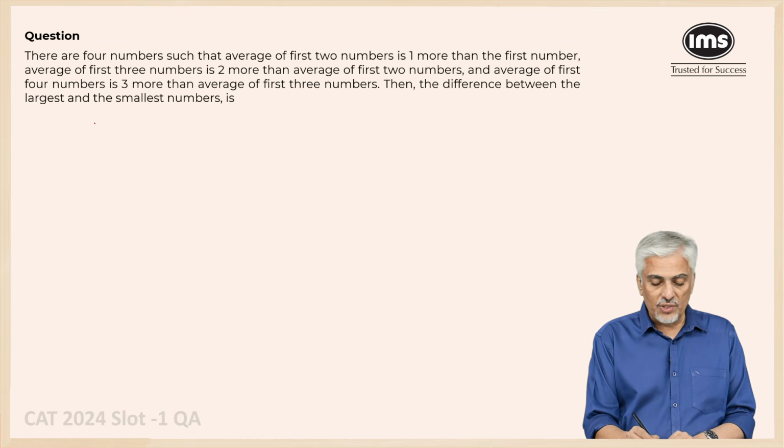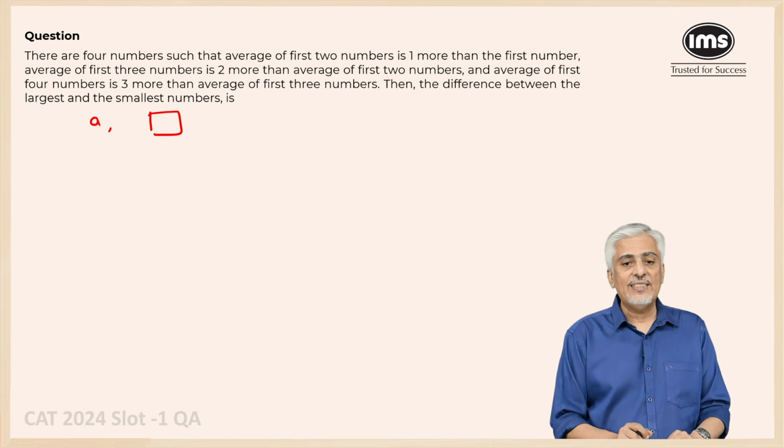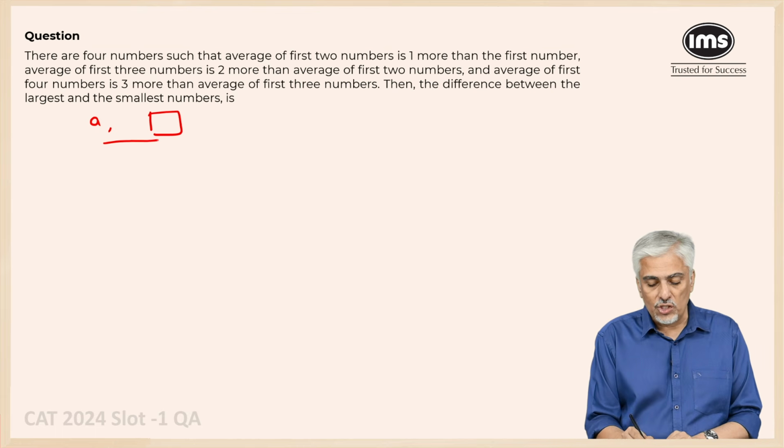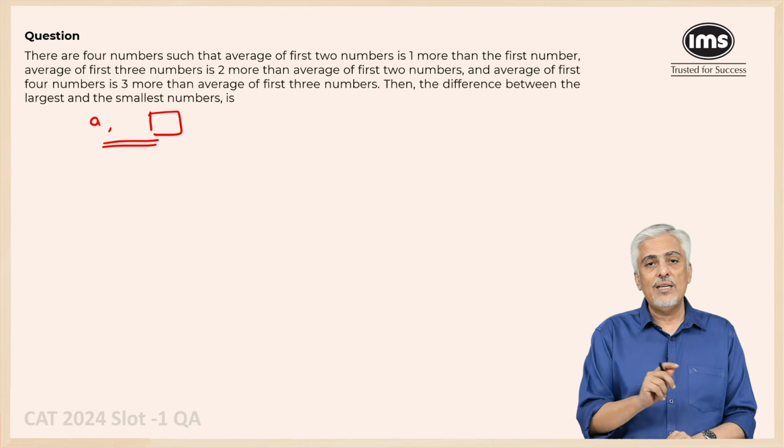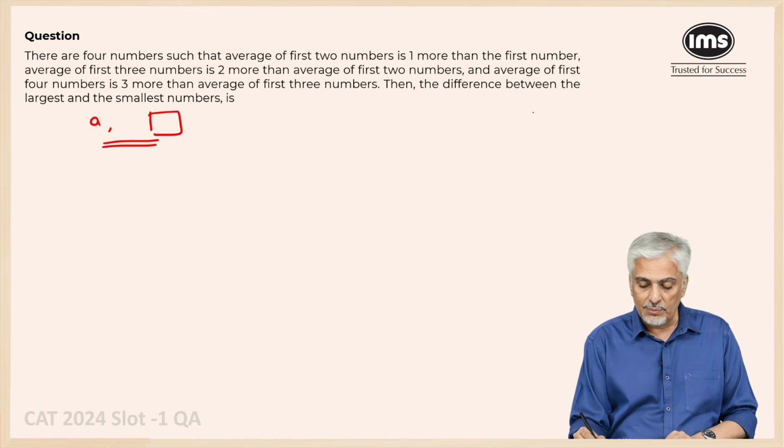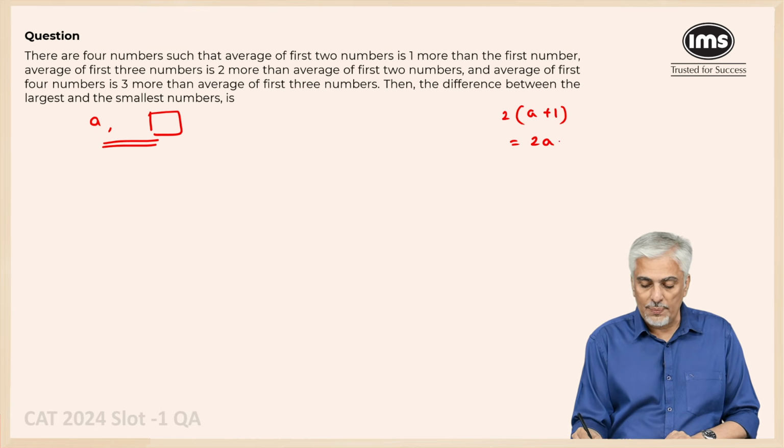What I did was I took the first number as A and left the second number blank for a second. Now, what have they said? That the average of the two numbers is 1 more than A. That means the average of the first two numbers is A plus 1. That means the total of the first two numbers is 2A plus 2.